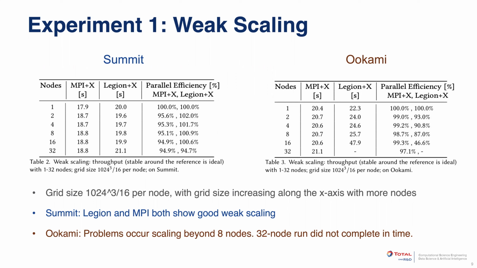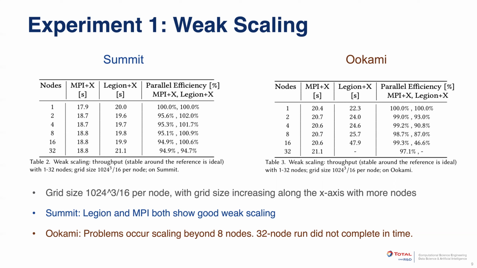The results for the target application running on Summit are shown in the left-hand side table, and the results on Okami are shown on the right. The expectation with weak scaling performance is that as long as more resources are deployed and the problem size is increased proportionally, the parallel efficiency should remain the same or close to the reference.